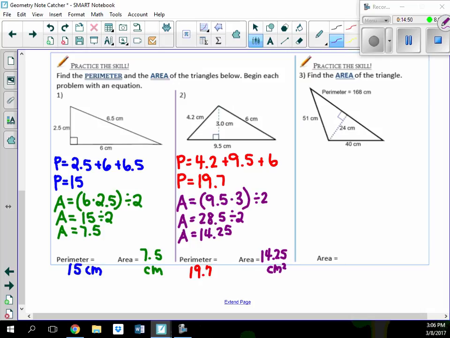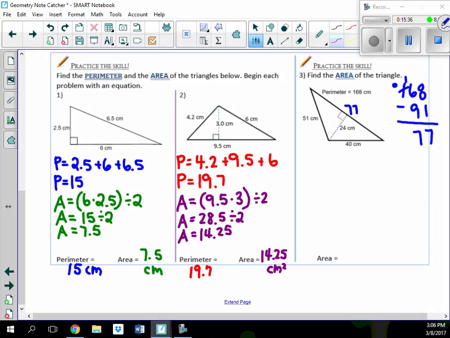Now our last one here, we have been told that the perimeter is 168. So we're going to add up all three sides here. Okay? But we don't know this length right here. So I'm going to say 168 minus these two sides that I have. So minus 91. And I'm left with 77. So I know that the length of this missing side here is 77. Where'd you get the 91 from? Good question. That's 51 plus 40. Okay.